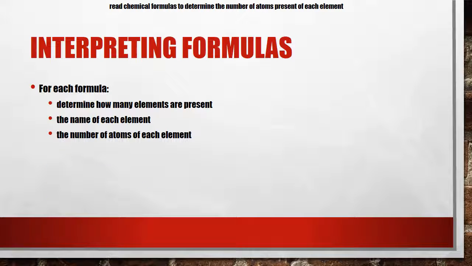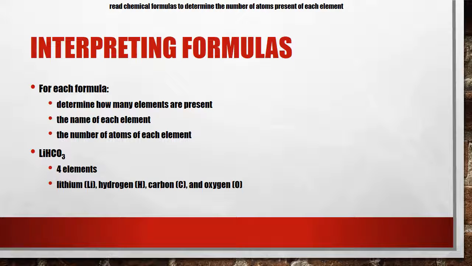All right, another example. LiHCO3. You'll notice there that there are 4 capital letters. I see a capital L, H, C, and O. Yes, the capital letter L is followed by another letter, but there are 4 symbols there. That means there are 4 elements. The identity of those elements being lithium, hydrogen, carbon, and oxygen.